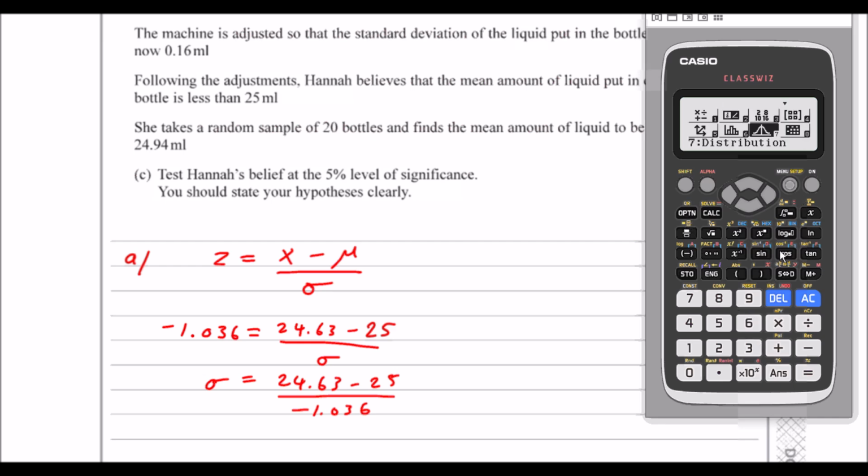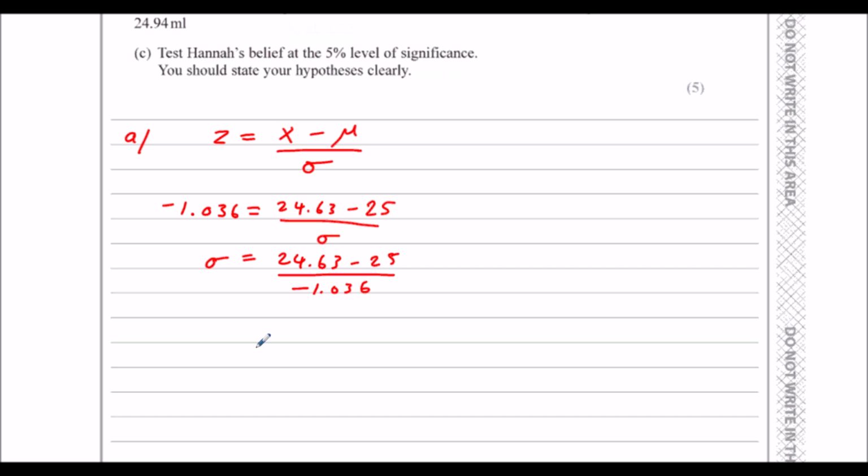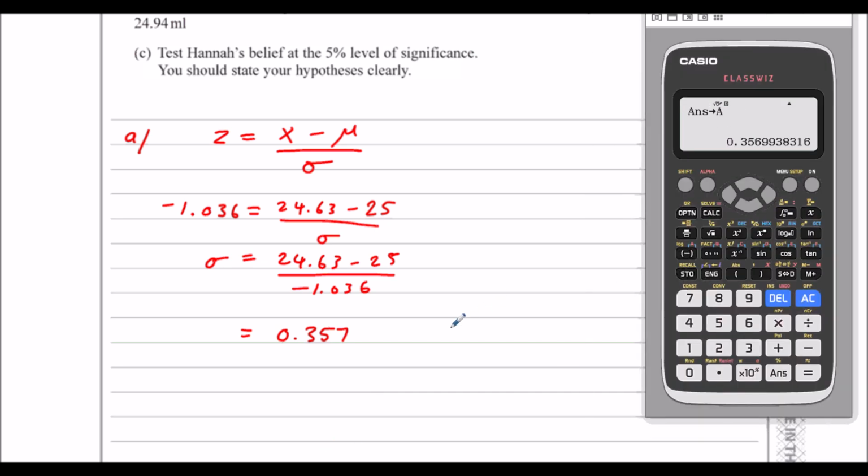So we have to go back to our normal calculator, menu 1. 24.63 minus 25 over what we just stored as A, which was our negative 1.036. So we've got our standard deviation of 0.357. And I'll store that as A now instead.